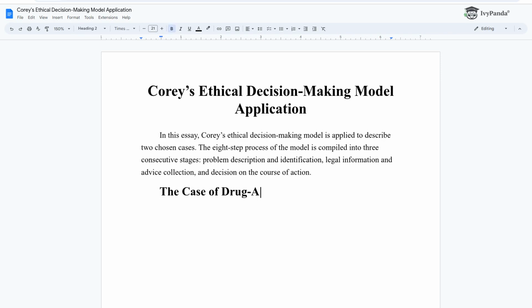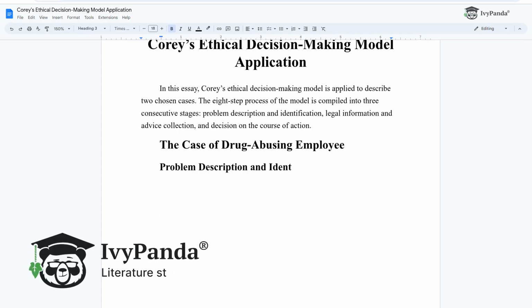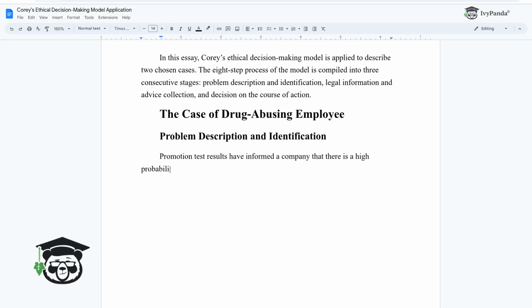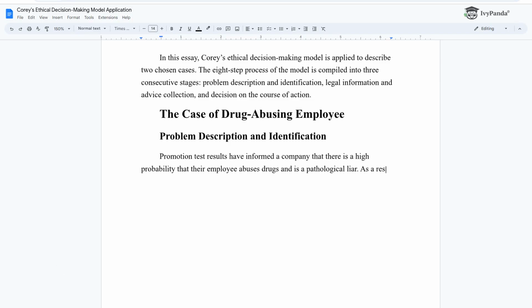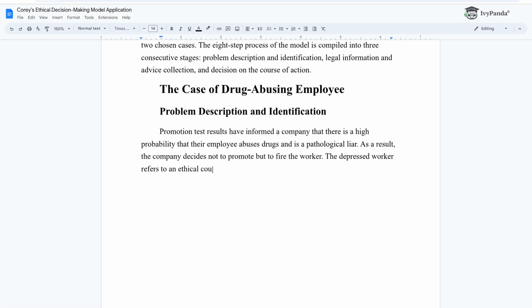The case of drug-abusing employee. Problem description and identification. Promotion test results have informed a company that there is a high probability that their employee abuses drugs and is a pathological liar. As a result, the company decides not to promote but to fire the worker. The depressed worker refers to an ethical counselor to seek help.